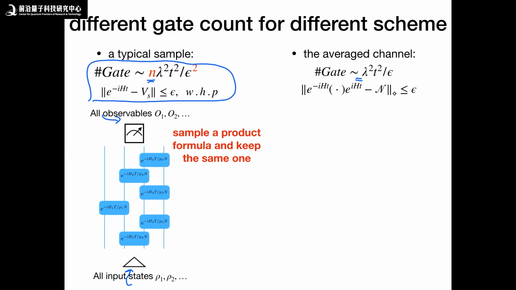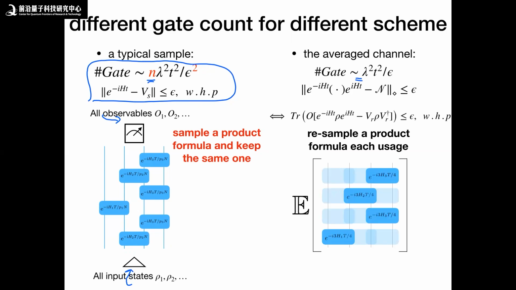In comparison, what the average channel is doing is that it's going to resample a new product formula each time you call it. So you're not talking about the performance of a particular product formula, but the average. Each time you call it, you're going to get a different one. Formally, this is represented as a channel. So here's the difference: it's just whether you get fresh randomness or not.